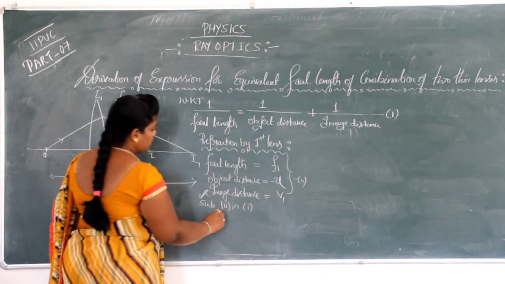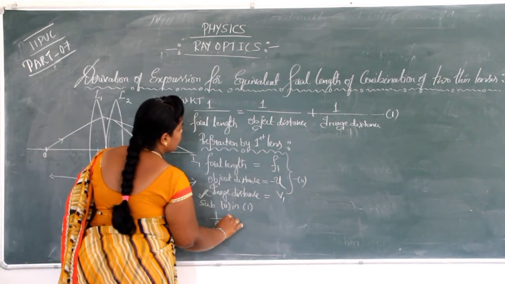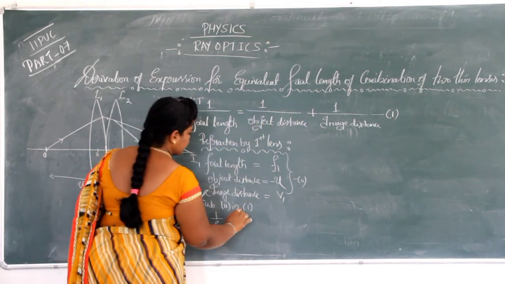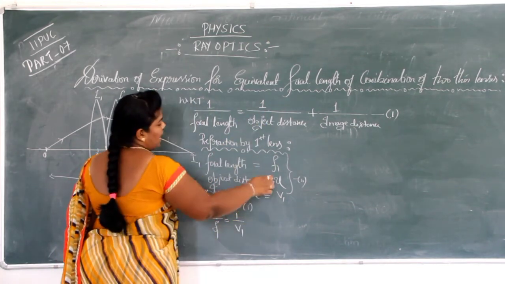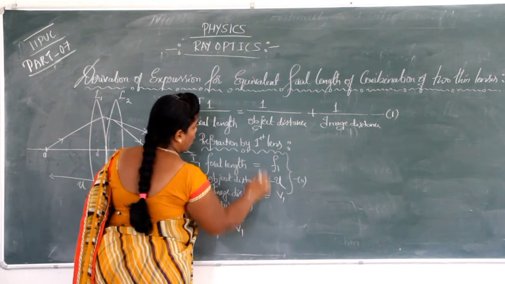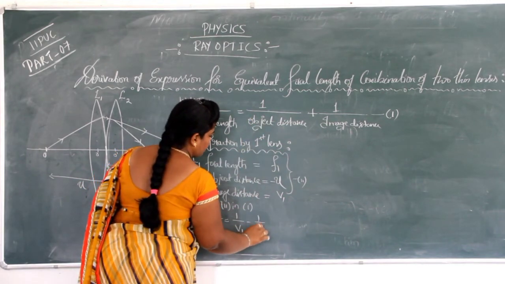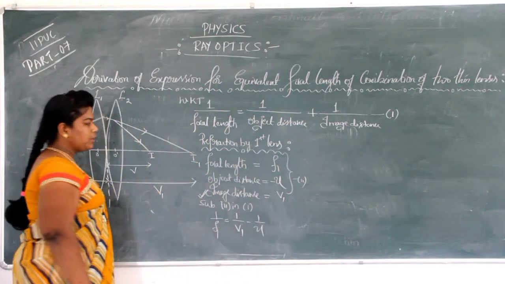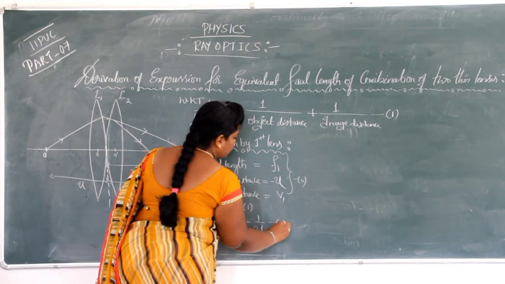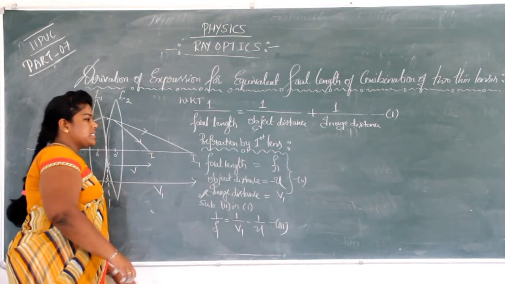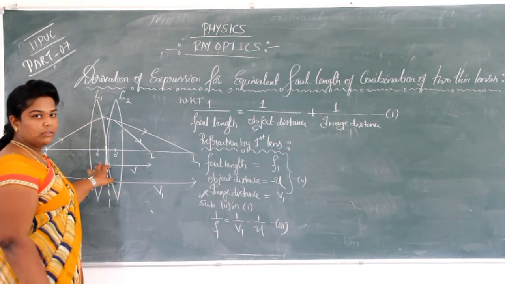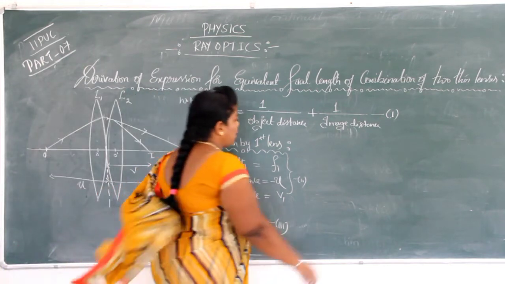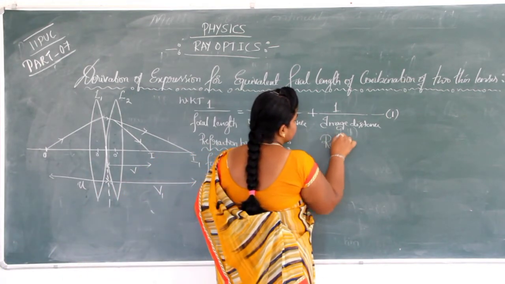So what will happen? So 1 by f1 is equal to 1 by image distance, 1 by v1, plus 1 by object distance, 1 by minus u, which is minus 1 by u. Take it as equation number 3. So we just discussed the refraction through the lens L1. Now let us see the refraction through the lens L2.